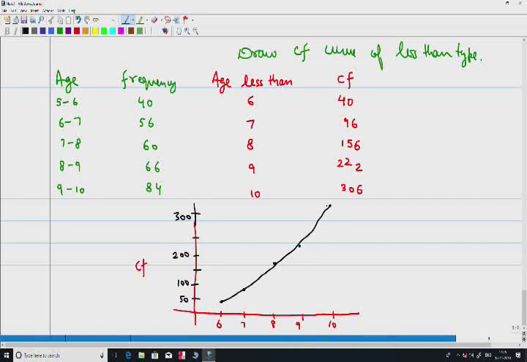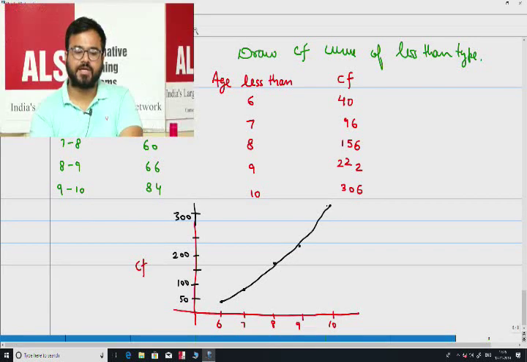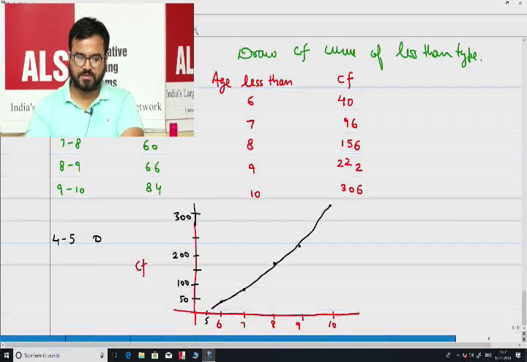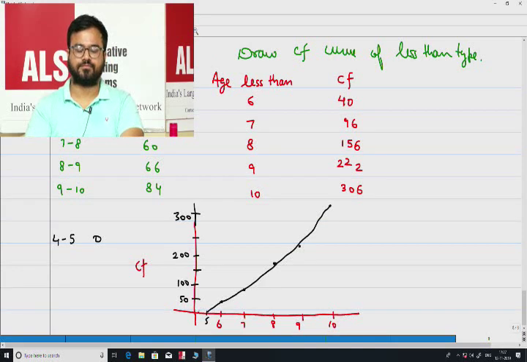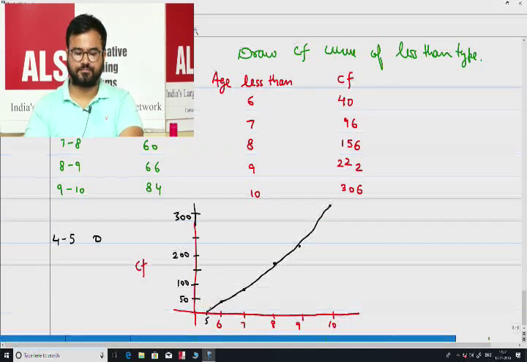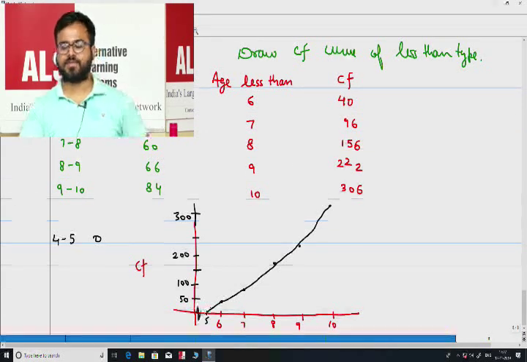And one thing, since we have to start from the bottom, it is less than 6, so the interval is 5 to 6, 6 to 7. So we'll take one more interval before that one. Let's say that interval is 4 to 5, and in that one the frequency is 0. So it means less than 5, it will be 0. So 5 will be over here, and it will be 0 from here. And you can make a kink over here like this. So that is done.